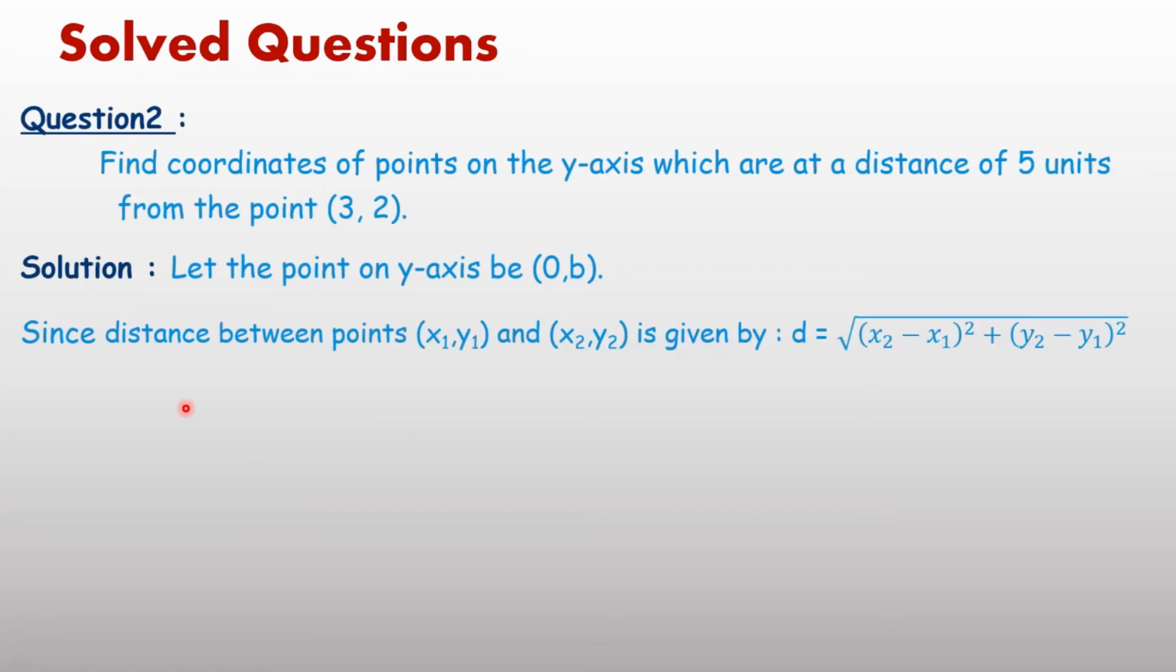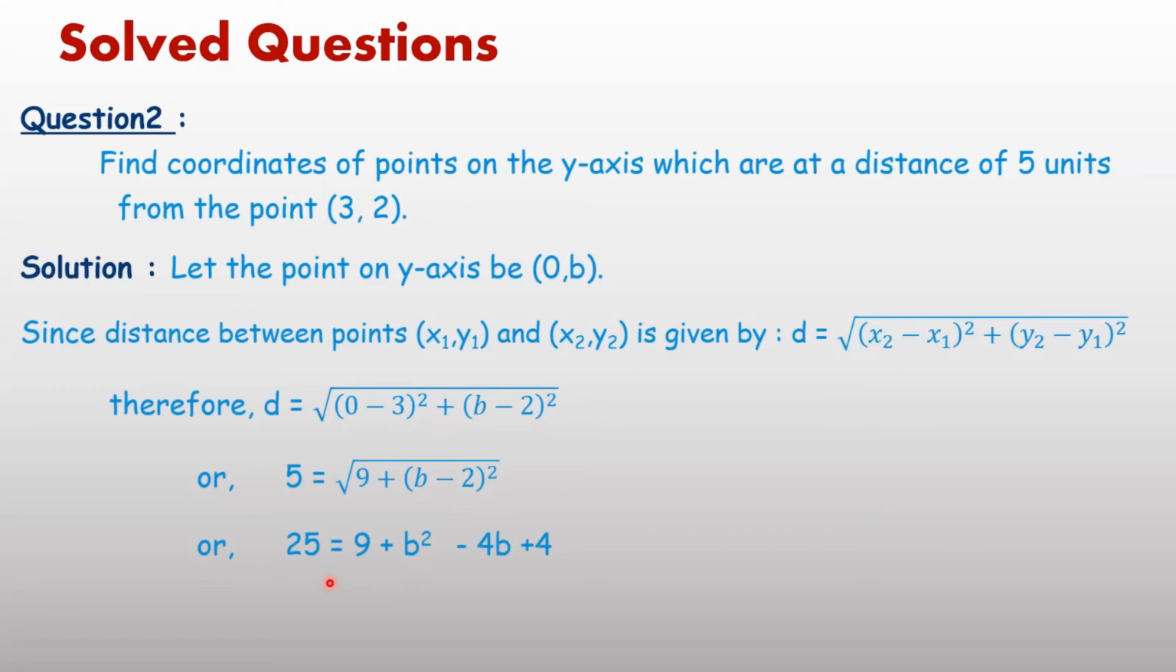Then distance between 2 points formula you know, d equal to under root x2 minus x1 whole square plus y2 minus y1 whole square. Here take 3, 2 as x1, y1 and 0, b as x2, y2. Means x1 is 3, y1 is 2, x2 is 0, y2 is b. x2 minus x1 is 0 minus 3 whole square plus y2 minus y1 is b minus 2 whole square. Since value of d is given as 5, in place of d write down 5 equal to under root 0 minus 3 whole square, means 9, plus b minus 2 whole square.